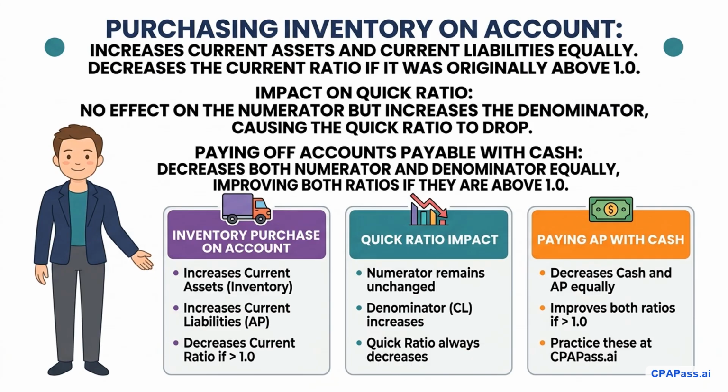Conversely, paying off accounts payable with cash decreases both the numerator and denominator equally, which improves both ratios if they are currently above 1.0. Master these transactional dynamics and practice them at cpapass.ai to ensure you are fully prepared for exam day.